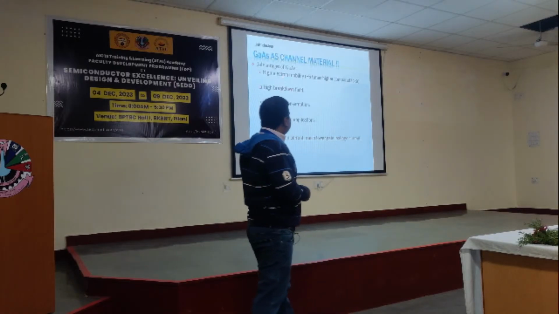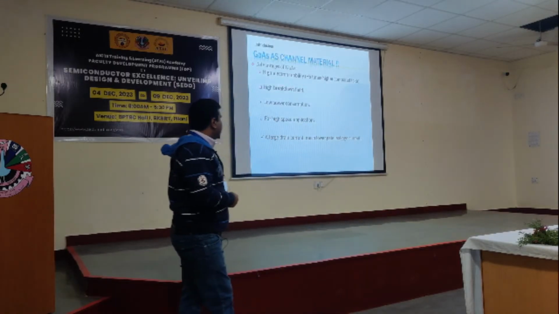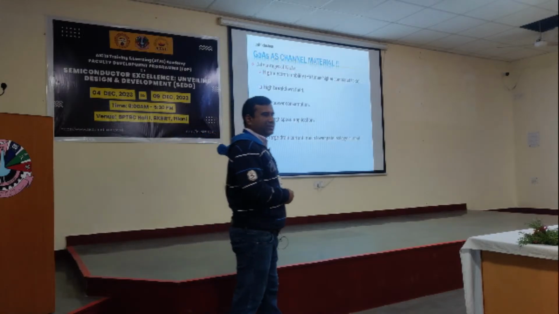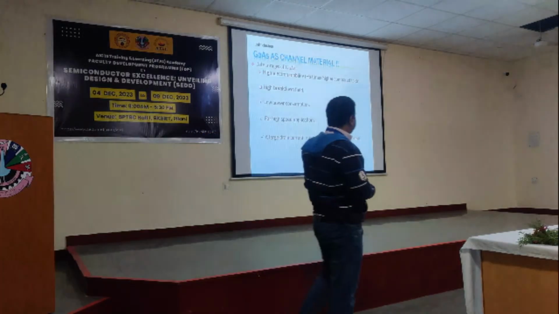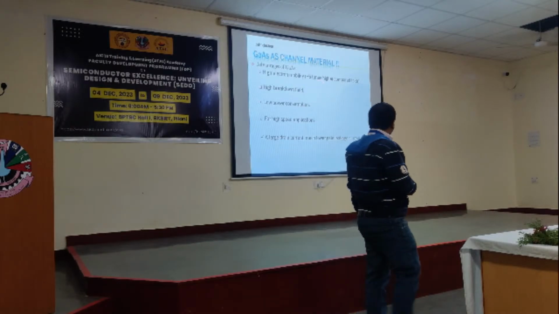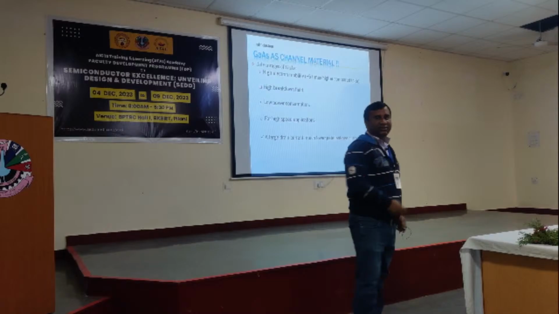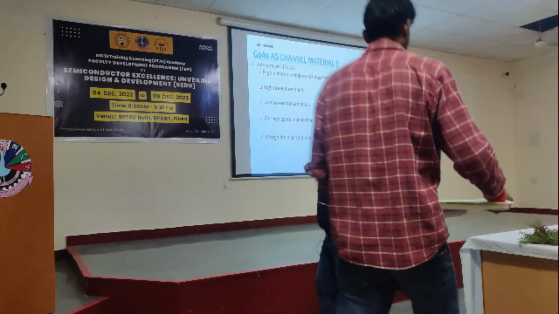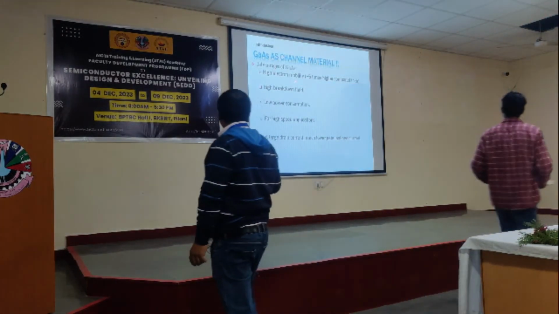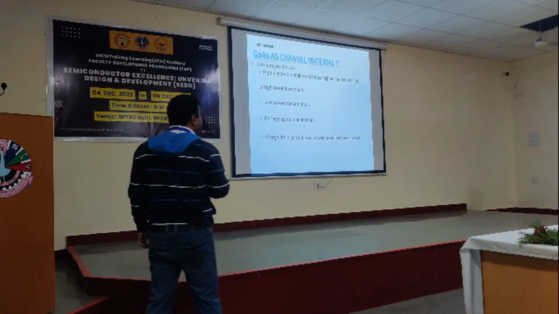Now, in these devices, as I told initially, this is a gallium arsenide MOS, means gallium arsenide based metal oxide semiconductor devices. So here what I have used is gallium arsenide as a substrate and channel material. Why is gallium arsenide a proper substrate as a channel material? Because it exhibits so many advantages.